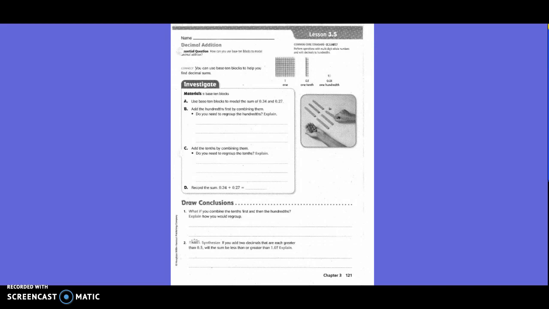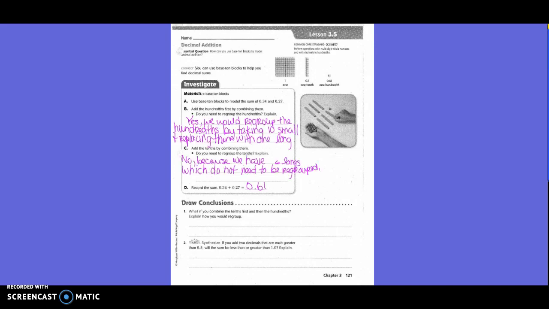Okay. So to explain what we just said, we are going to have to write that out. To answer those questions, it said add the hundredths first by combining them. Do you need to regroup the hundredths? And we said yes, we would regroup the hundredths by taking 10 small cubes and replacing them with 1 long. Letter C, add the tenths by combining them. Do you need to regroup the tenths? And we said no, because we have 6 longs, which do not need to be regrouped. Then we said that 34 hundredths plus 27 hundredths gets us 61 hundredths.